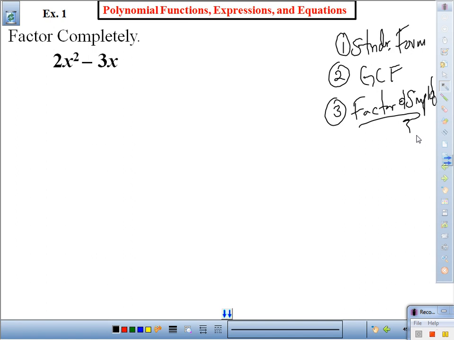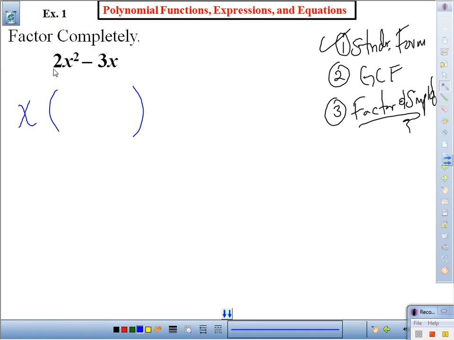All right, let's do it together. Let's check. Is this in standard form from highest to lowest degree? Yes. Check for GCF. Other than 1, is there a number that divides both terms? No. So I'm starting with the numbers first. Next, is there a variable that divides both terms? Yes. Which one? X. All right. That's going to be our GCF.